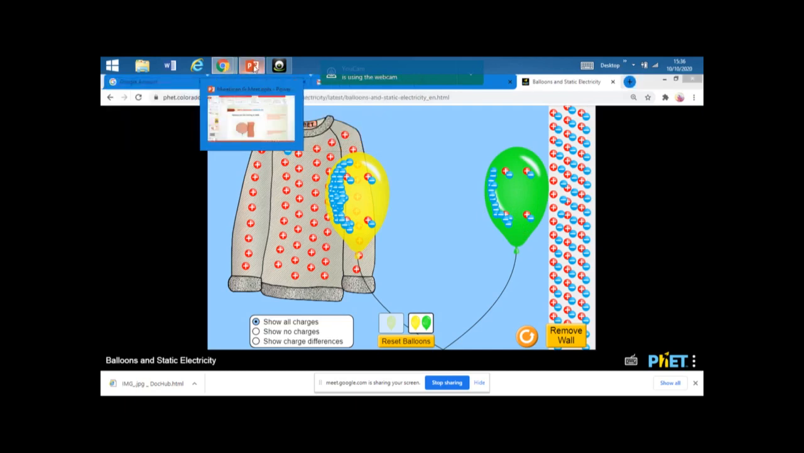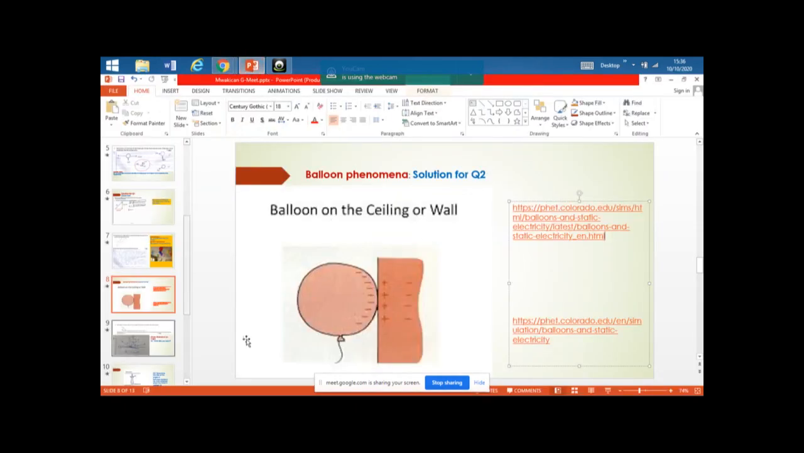Now we go back to our work. When a balloon is attracted to a ceiling or wall, it is because it is negatively charged and is going to attract the positive charges of the wall or the ceiling and repel the negative charges of the wall or the ceiling away. So that is essentially what happens that makes a balloon stick up there, because the ceiling has positive charges which are going to be attracted by the negative charges on the balloon, making it stick up there.